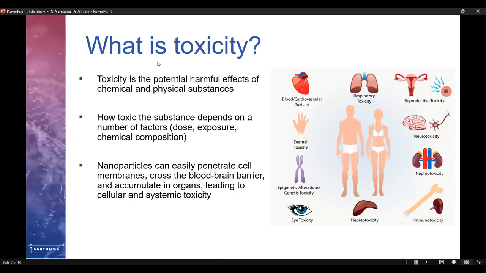So what is toxicity? Basically, toxicity is the potential harmful effects of the materials inside our bodies, which we're mostly concerned about, which can target a number of areas, as seen on the right here. And how toxic the material is depends on how much, obviously, the person is exposed to, so if you breathe it in, or drink it, or if it goes in your eye. The reason we're looking at toxicity is because nanoparticles can easily penetrate the cell membranes and go across the blood-brain barrier. And that can accumulate in the organs, leading to cellular and systemic toxicity. So if we're making nanoparticles, especially for biomedical applications, it's really important to make sure that the materials are not toxic.